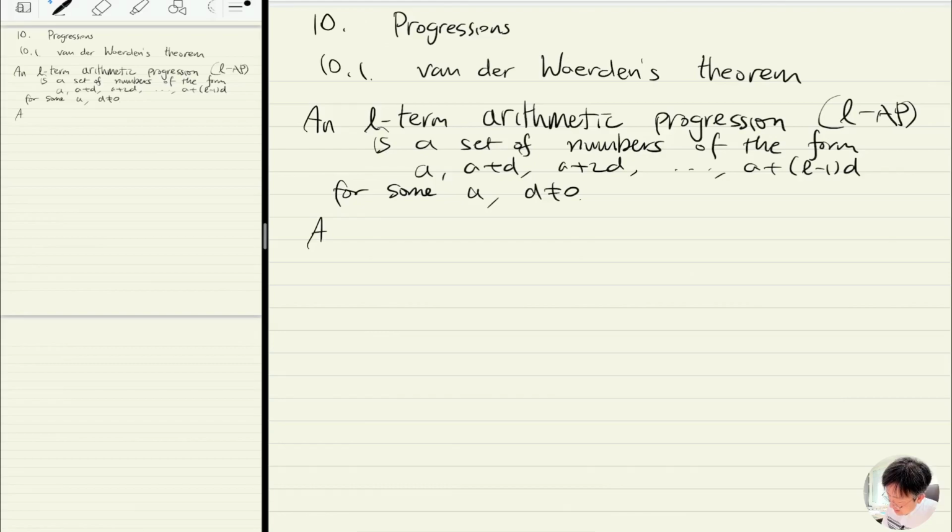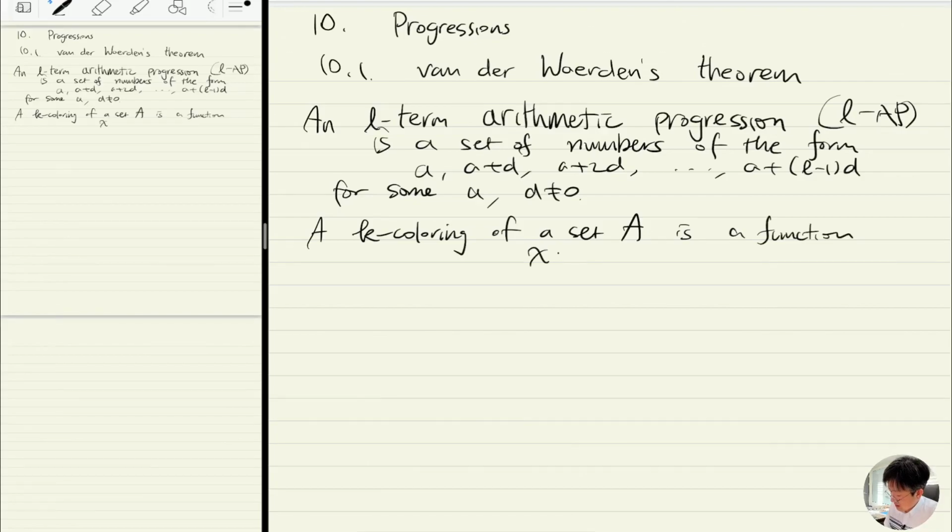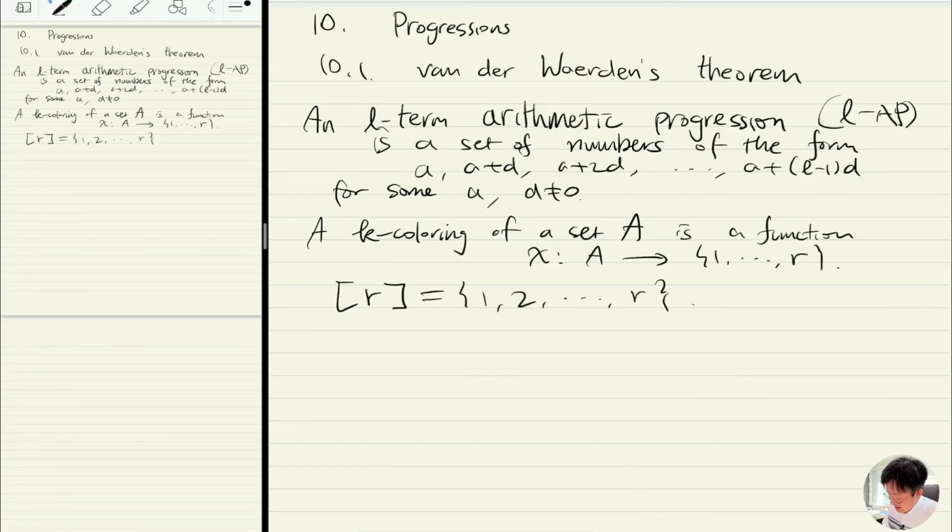So what is K coloring? So K coloring or R coloring, a set A is a function. It's any function, chi from A to 1 up to R. So let's write, I have been trying to avoid this notation, let's write the bracket R as this thing. Okay, this is common.